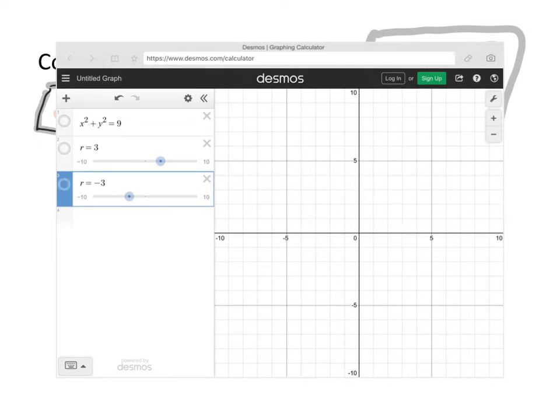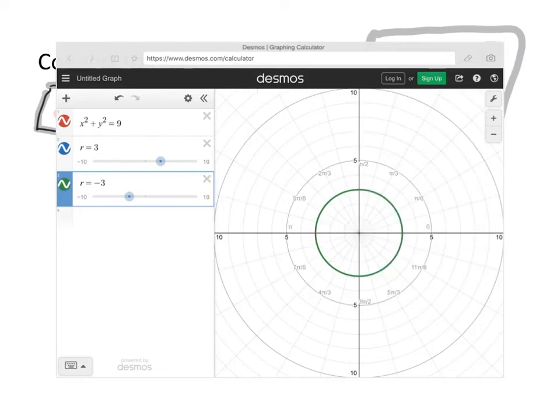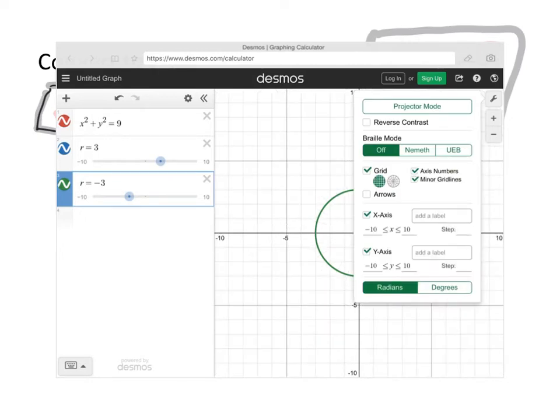So these are going to match the rectangular equation, because again, we are talking about the same exact graph, just in two different systems, a rectangular system and polar. The last thing that I'll show you in Desmos is that Desmos does have polar graph paper versus rectangular graph paper, and you can find that in your settings by switching between rectangular and polar graph paper.